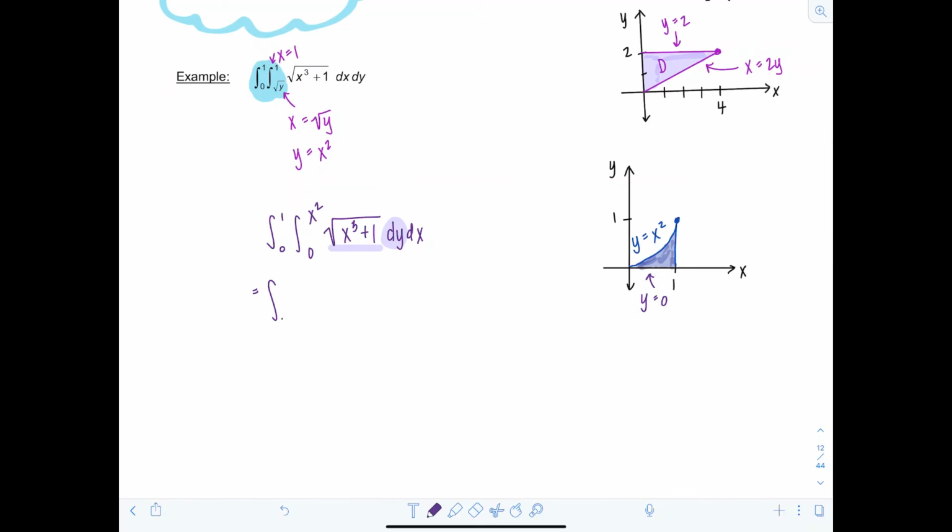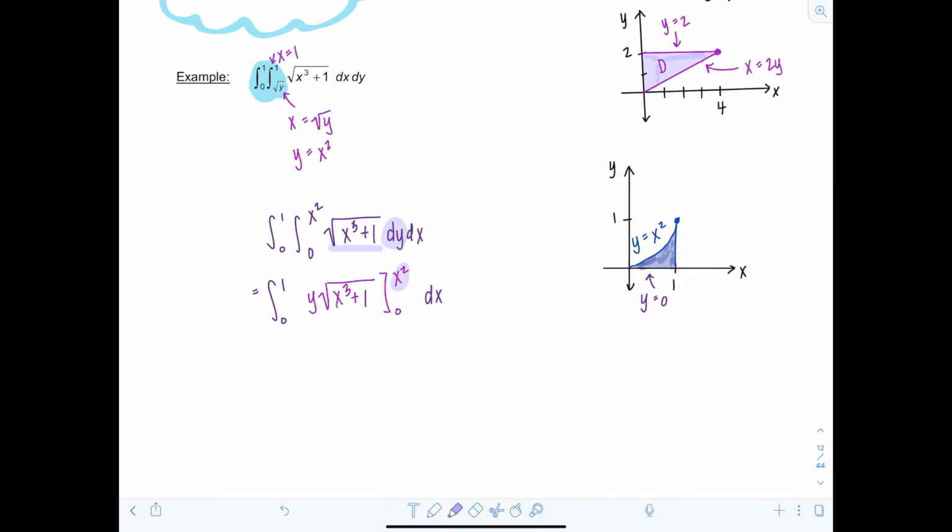So keep this 0 to 1 on the outside. Now I'm going to have y times the square root of x cubed plus 1 evaluated from 0 to x squared. And then you still have that dx.